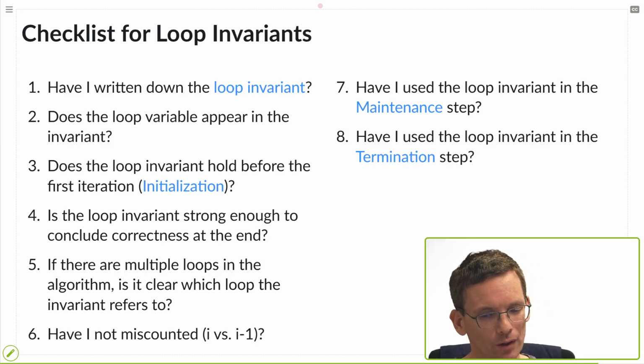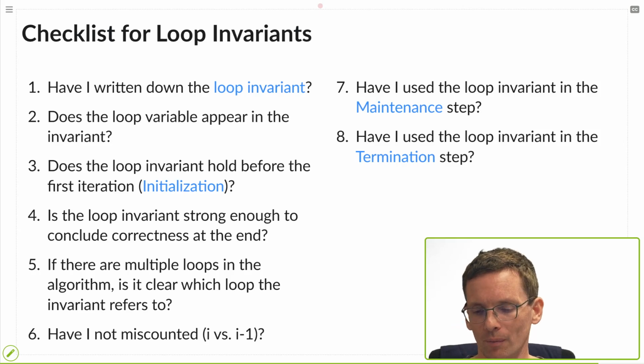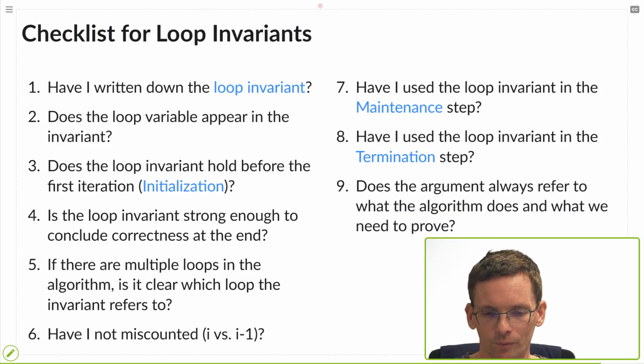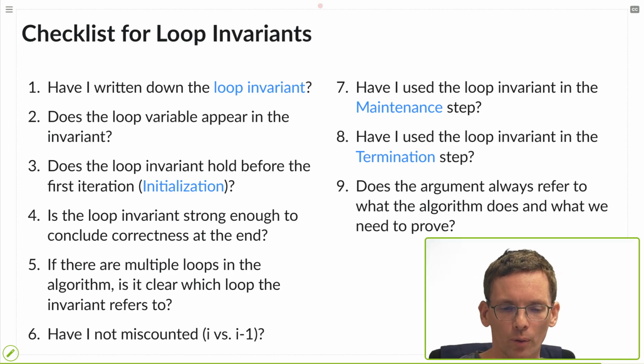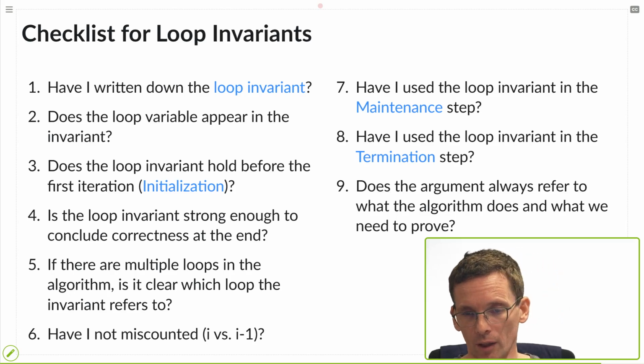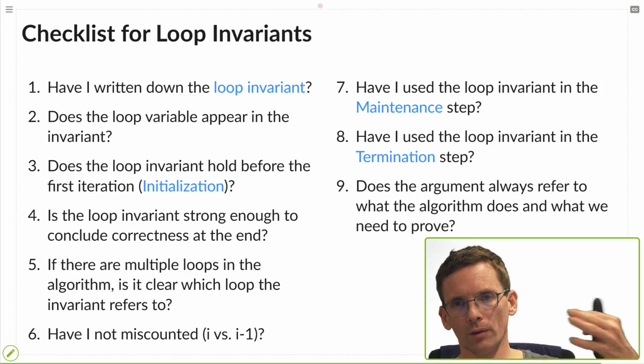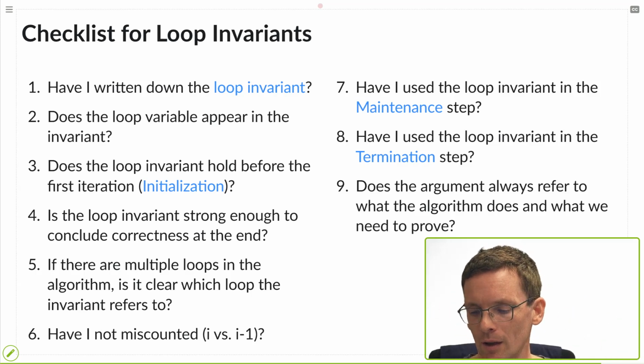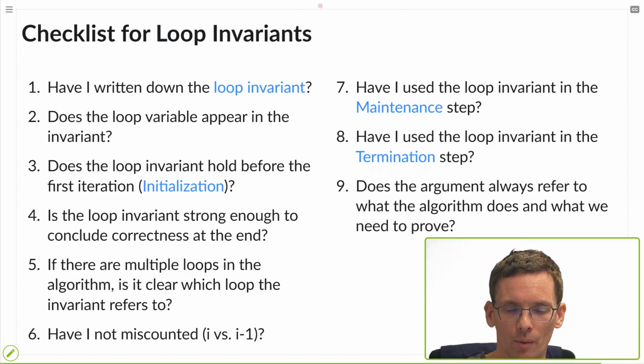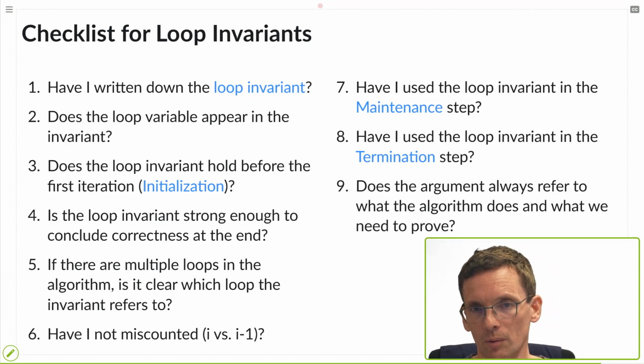Also, termination. If in the termination you're not using the loop invariant, something is wrong. The whole purpose was to make use of the loop invariant. So make sure. Your proofs should also always be about the algorithm itself. Here it can be quite useful to have pseudocode, and you can make references to specific lines. So make sure you argue about the algorithm and not what you think the algorithm does. Because what you think the algorithm does, that's what we're trying to prove.